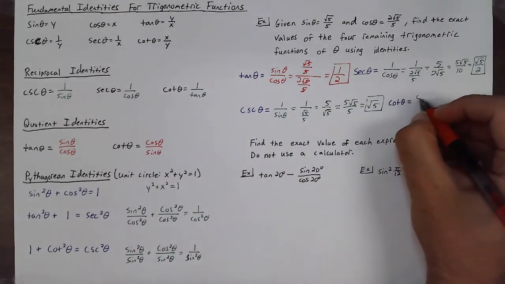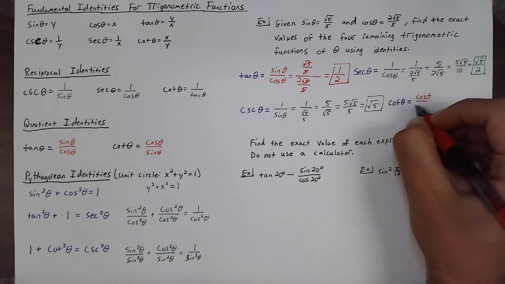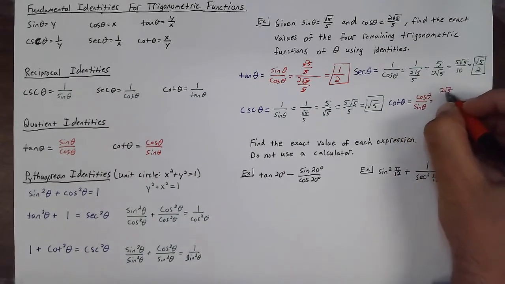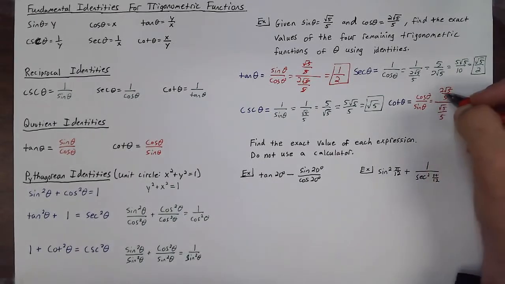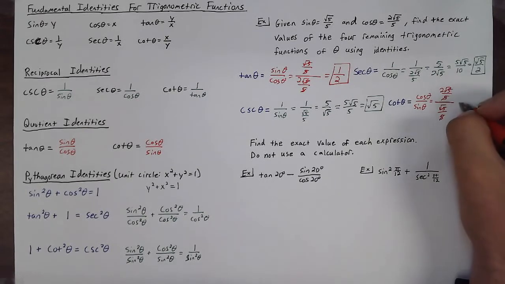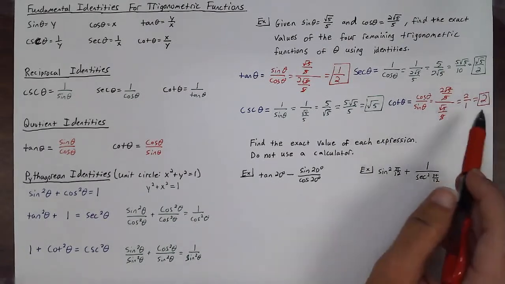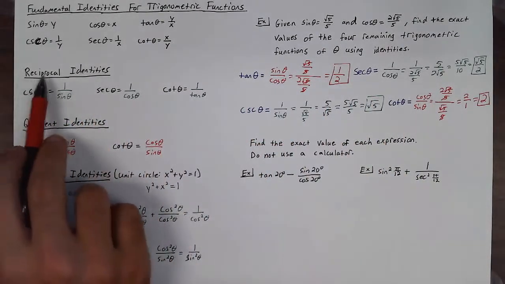So I know that it's cosine of theta over sine of theta, which gives me 2 square roots of 5 over 5 over the square root of 5 over 5, which again, the square roots of 5s will cancel, the 5s will cancel, and left with just 2 over 1, which is 2. Which again, double checking, that is the reciprocal of 1/2, which makes sense with the reciprocal identity.